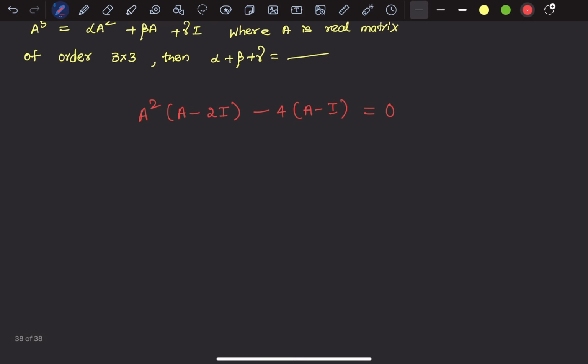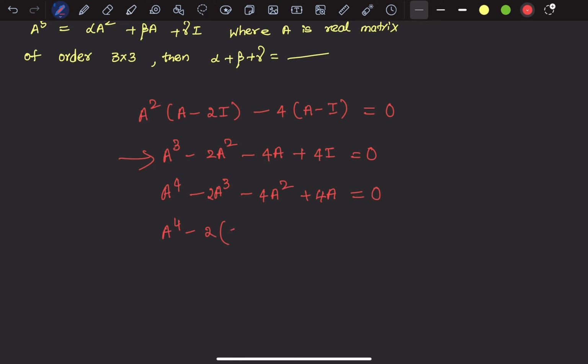So let us multiply this. This is A cube minus 2A square minus 4A plus 4I is equal to 0. Let's multiply it with A on both sides. So that will give us A power 4 minus 2A cube minus 4A square plus 4A is equal to 0. From this we can write A cube is equal to 2A square plus 4A minus 4I.